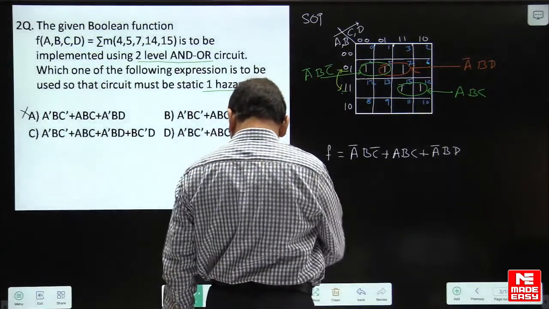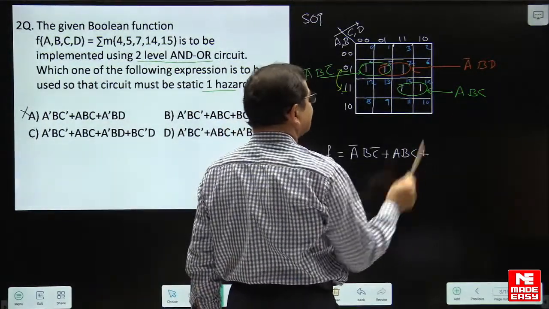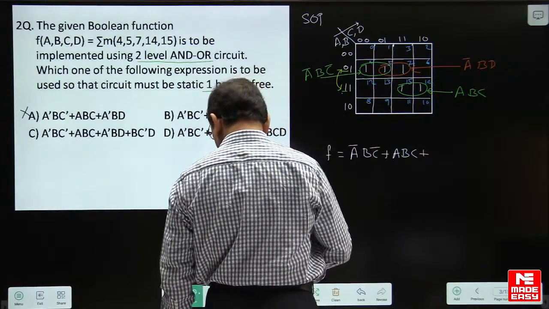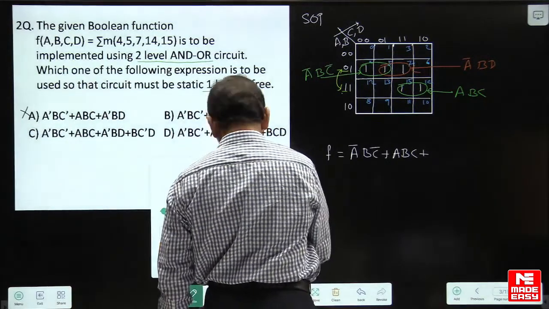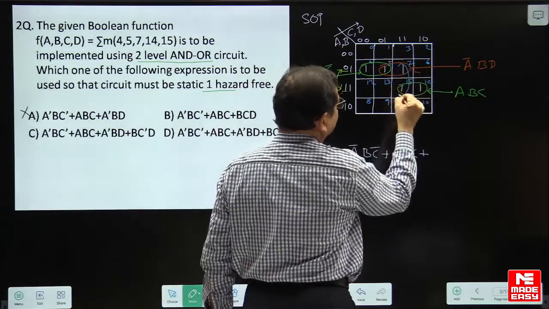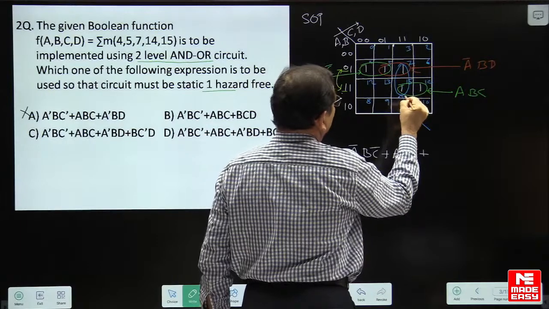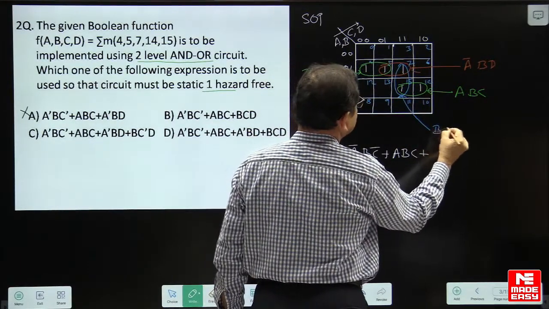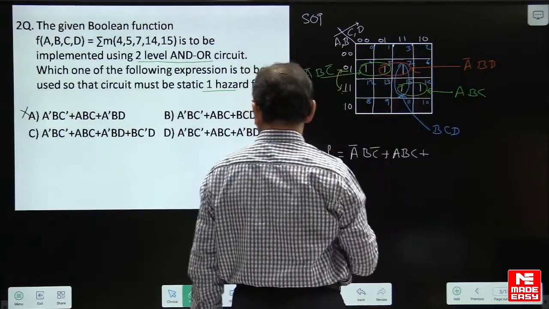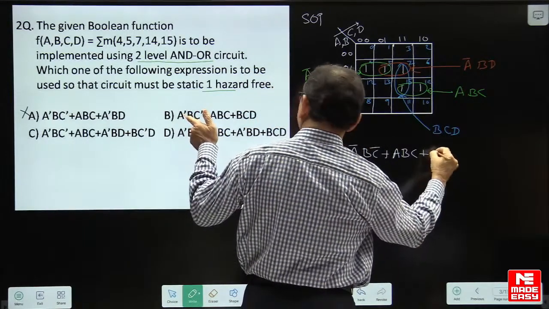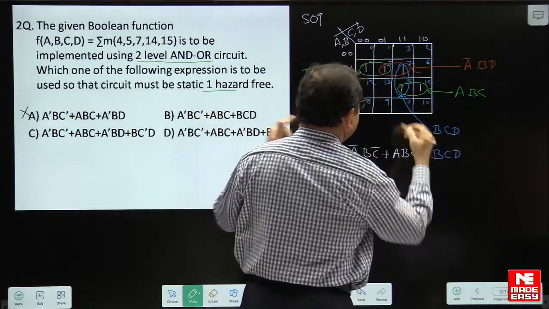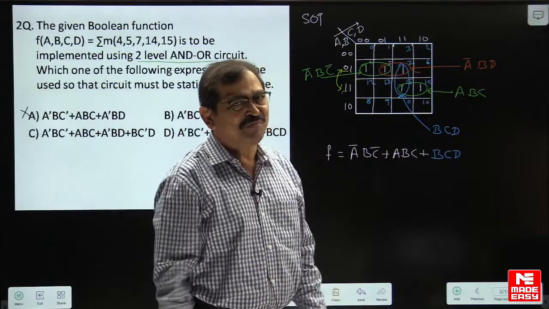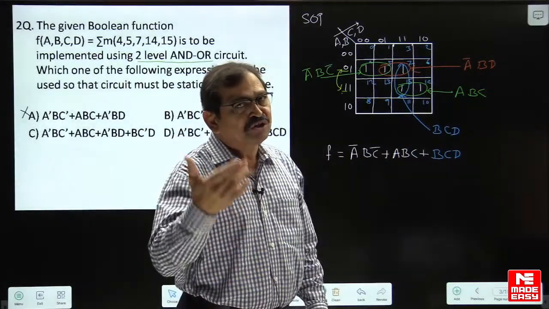Now, the other possibility: instead of using this product, it is possible for us to use the group of 7 and 15. If we read the product of the group of 7 and 15, it comes to be BCD. That happens to be option B. Even looking at this, the circuit should be hazard free. The two-level circuit we implement on this expression should be hazard free.